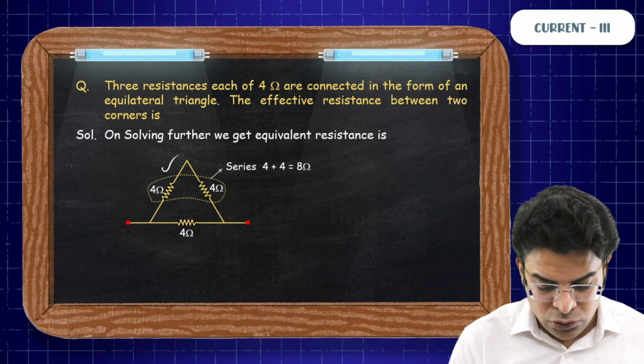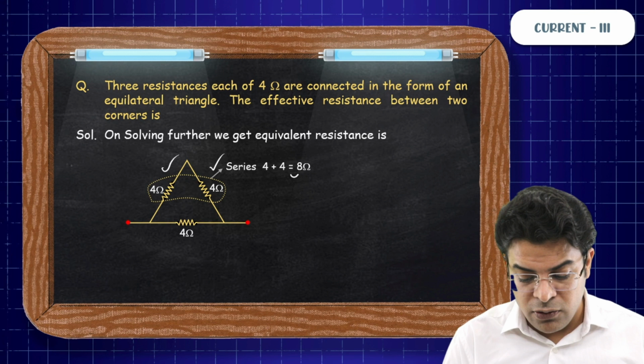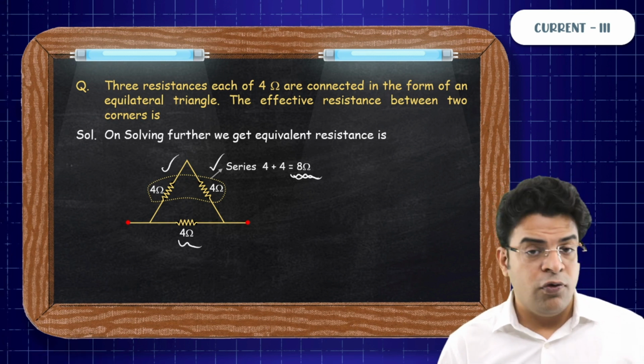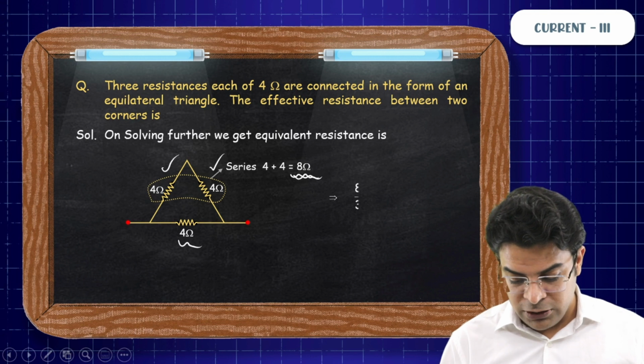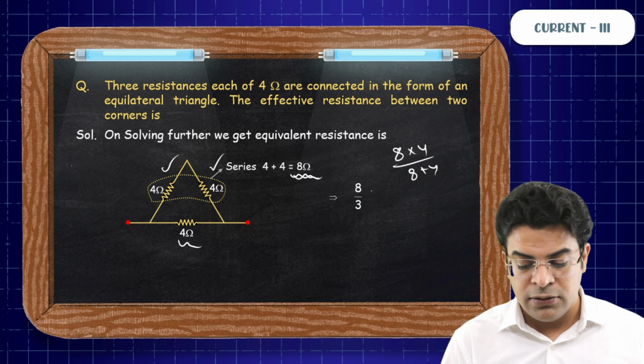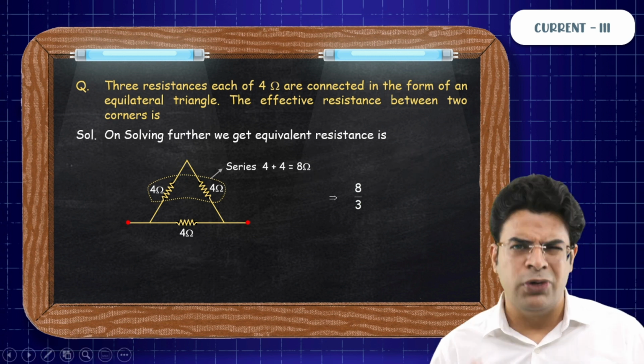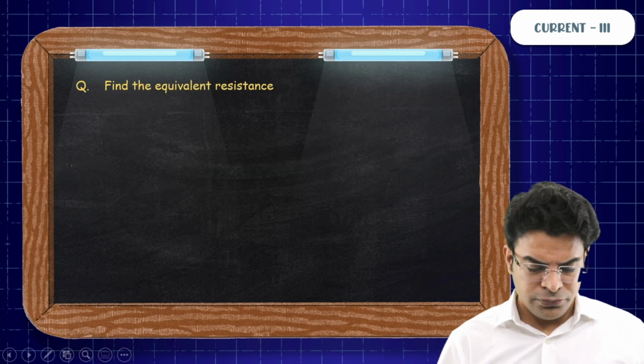You will say these two are in series. So their equivalent resistance is 8 ohm, and this 8 ohm is in parallel with 4 ohm. So the R equivalent comes out to be nothing but 8 into 4 upon 8 plus 4, that comes out to be 8 by 3 ohm. Simple question. Let's move on.